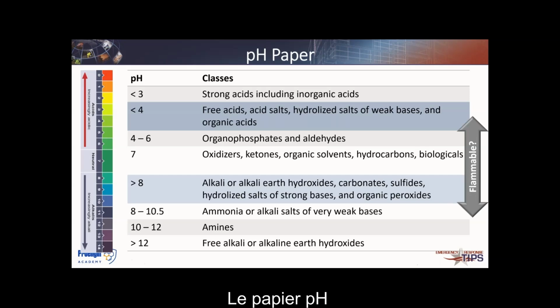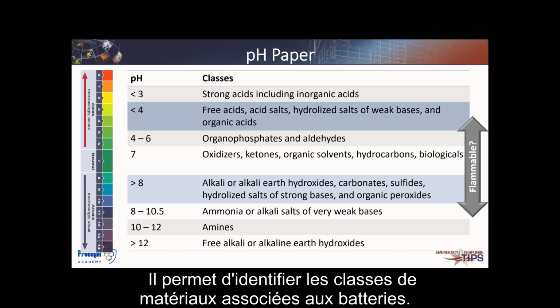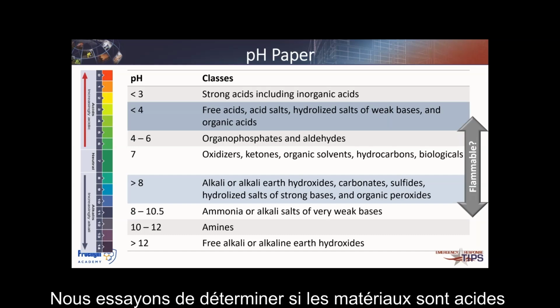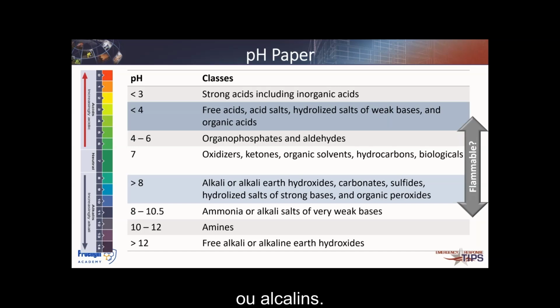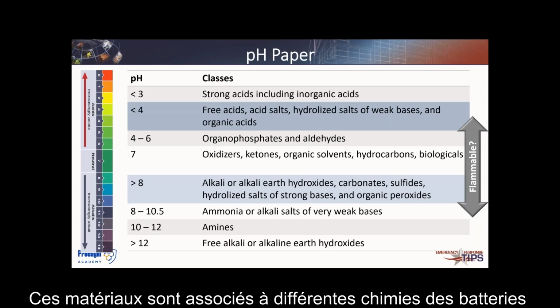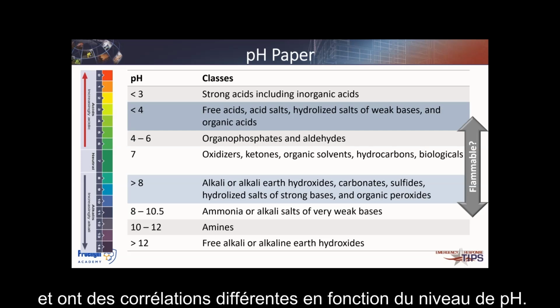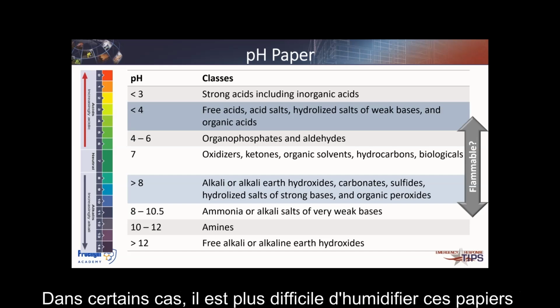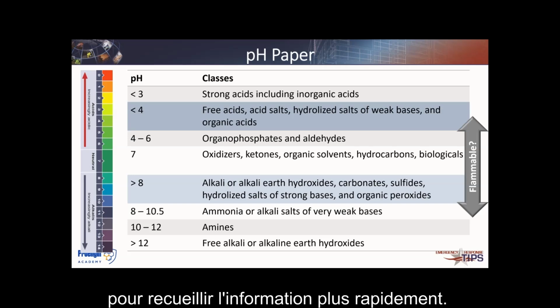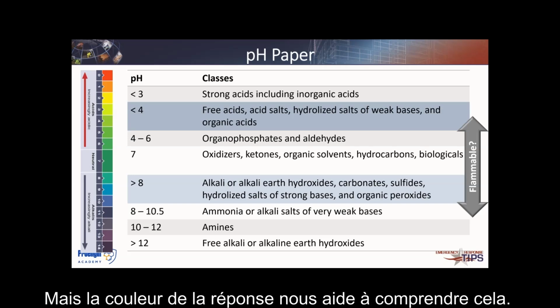So, pH paper. Again, we're going to talk about those different tools. First flame spectrometry, now pH. pH allows us to identify classes of materials associated with them. In this case, we're identifying acidic or alkaline types of materials. Those are associated with different types of battery chemistries, and they have different correlations with the pH level. In some cases, it'll be better to wet those papers to help us collect that information more quickly, but the nature of the color of the response helps us understand that.